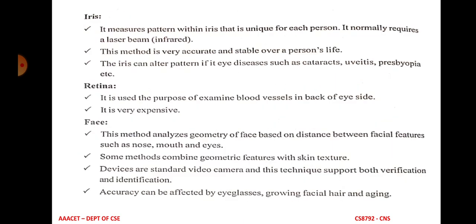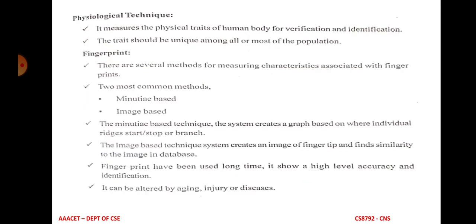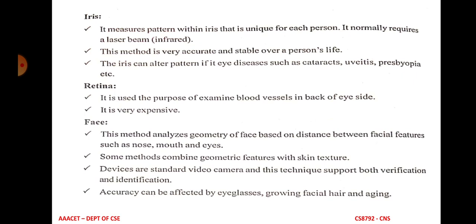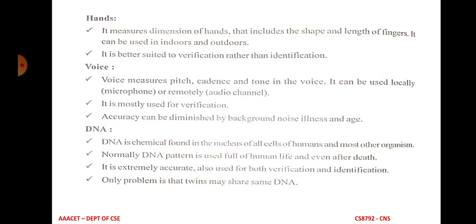So this is all about biometric, the first method or first technique used in entity authentication. So biometric has two features, one is physiological and the other behavioral. Physiological has 4: fingerprint, iris, retina and face, and behavioral has signature, keystroke, hands, voice and DNA.